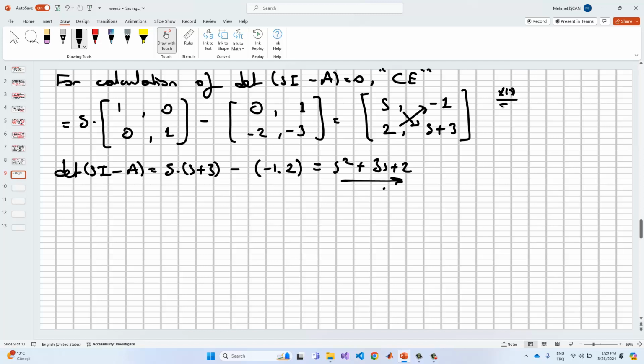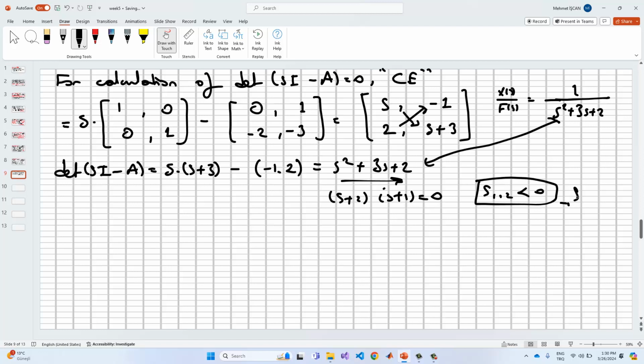X(s) and F(s) can be given by 1 divided by s² + 3s + 2, so this is directly equal to each other, right? And so how can I check this stability? (s+2)(s+1) = 0, and so s1 and s2 are smaller than 0, and then we can say that the system is stable, right?